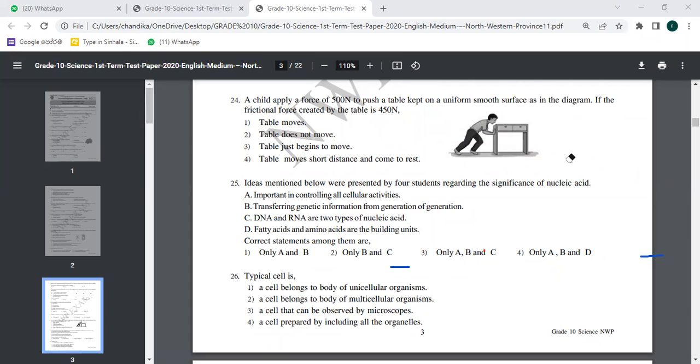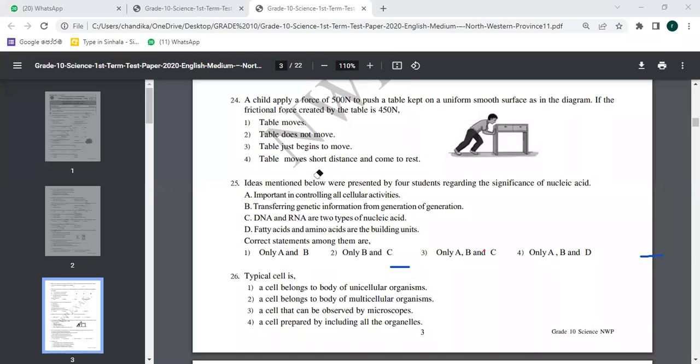Just beginning to move is when the force applied by the boy is a little bit more than the frictional force. The magnitude of the frictional force is 450. Let's say the boy is applying a force of 450.1234, like that you can say it. Therefore, the answer should be the first one. Table moves. Got it? Table moves is the answer. Okay.